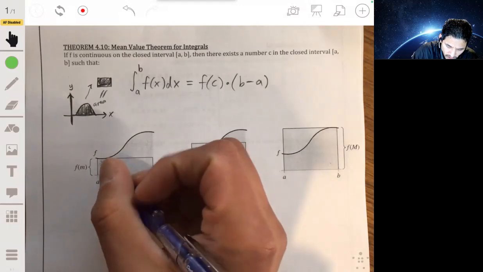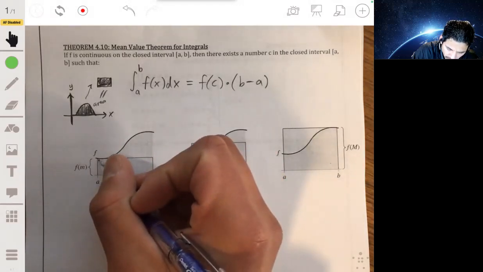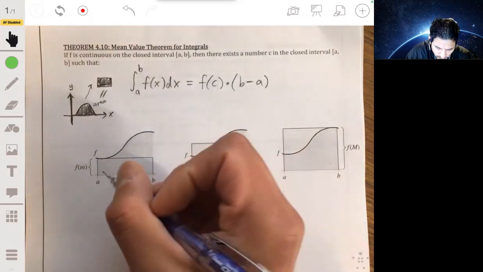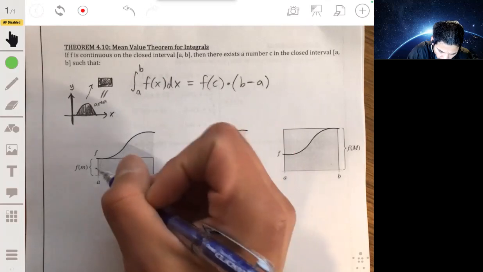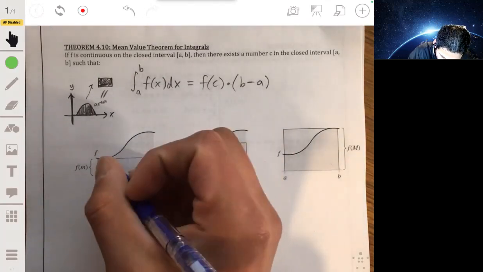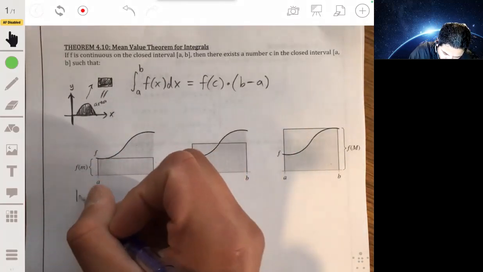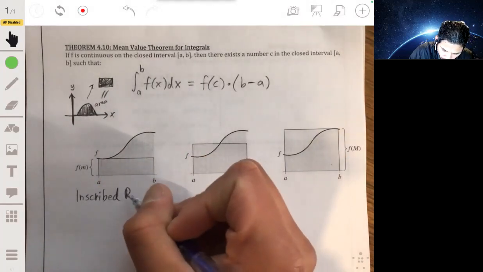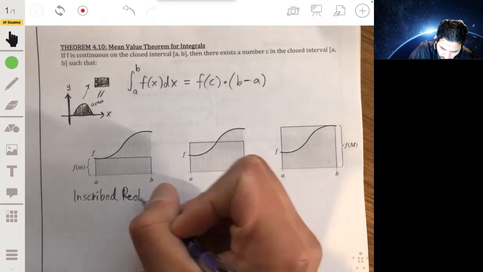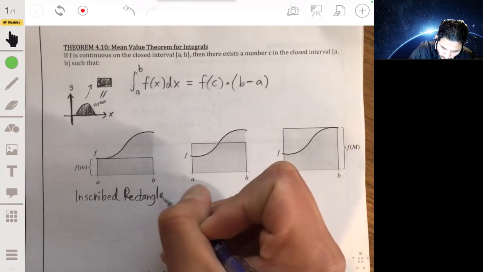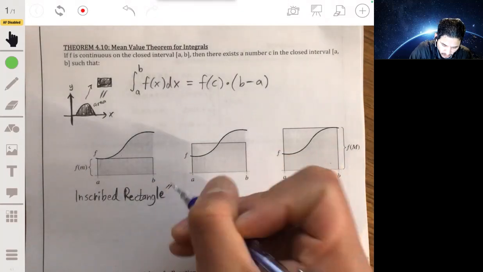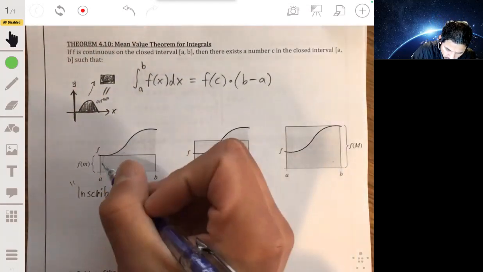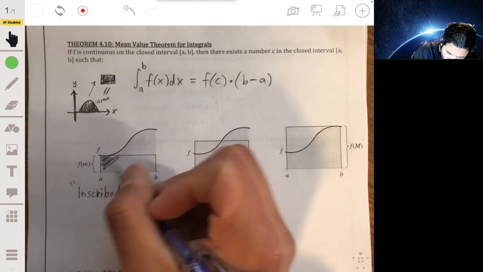Now, we can all agree that there's always going to be some area that's smaller than the total area underneath the function. So this rectangle represents some smaller area. This rectangle is what's called an inscribed rectangle, because it's all within the total region of the integral. It's less than the total area. So the inscribed rectangle is this portion right here.